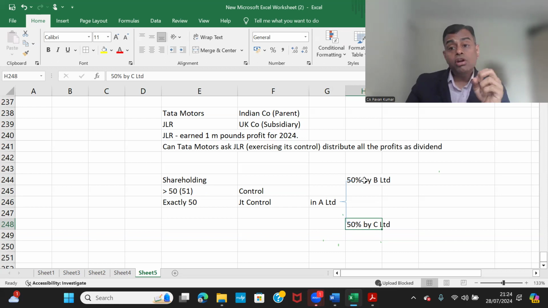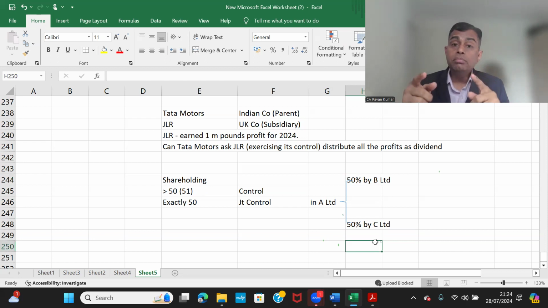What is the difference between control and joint control? Control means I can make any decision. Now this is a deadlock. That means if both B and C want it, it will happen. If B wants it but C doesn't want it, it won't happen. If B doesn't want it and C wants it, it wouldn't happen. Either it should be yes by both or it should be no by both.